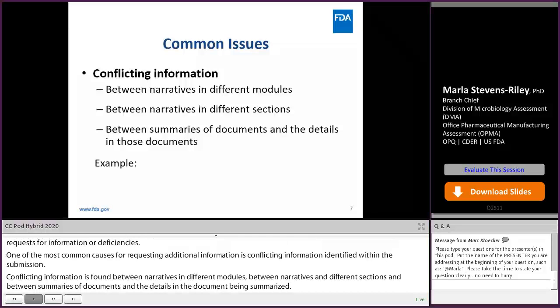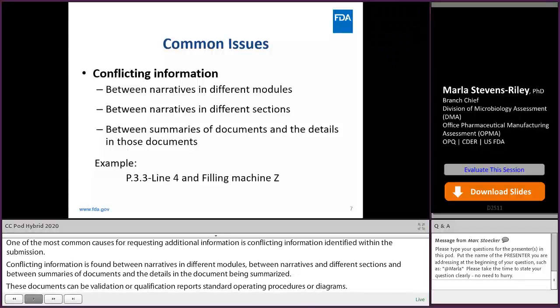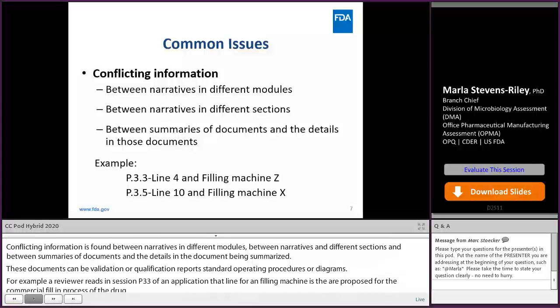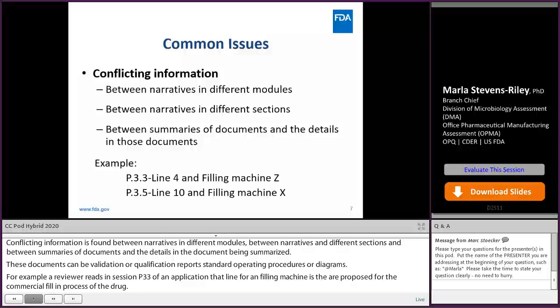For example, a reviewer reads in section P33 of an application that line 4 and filling machine Z are proposed for the commercial filling process of the drug. However, in section P35, the reviewer reads in the process simulation report that the media fill was performed using filling line 10 and filling machine X.